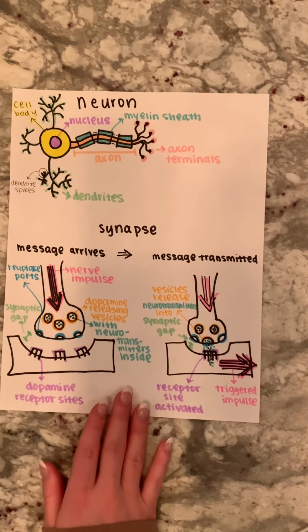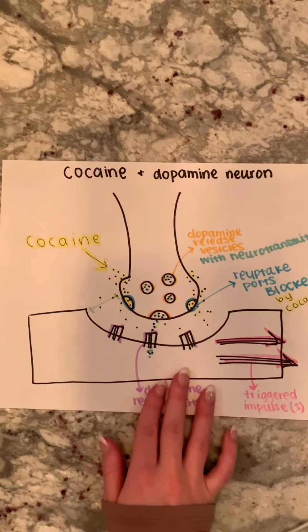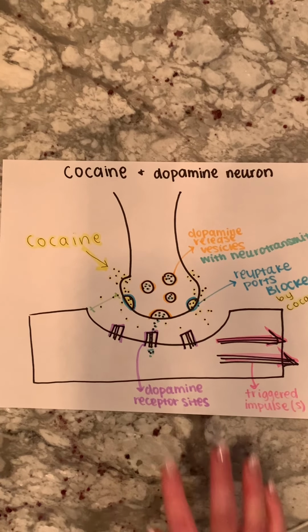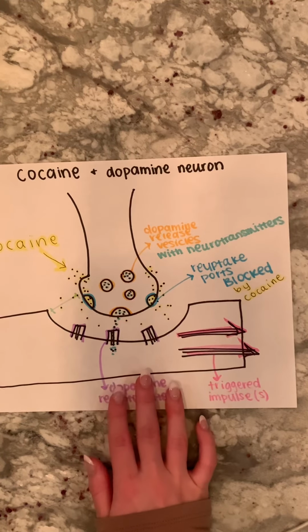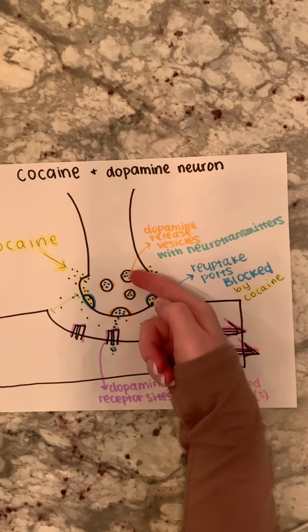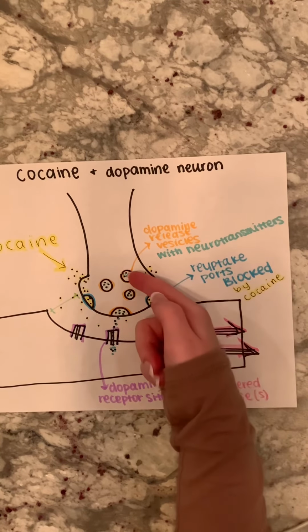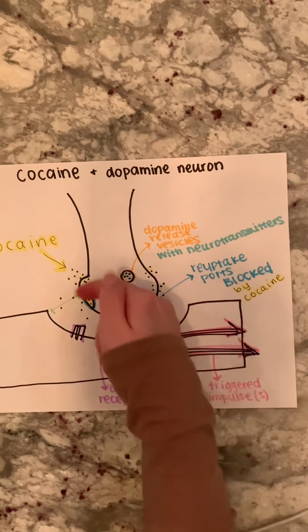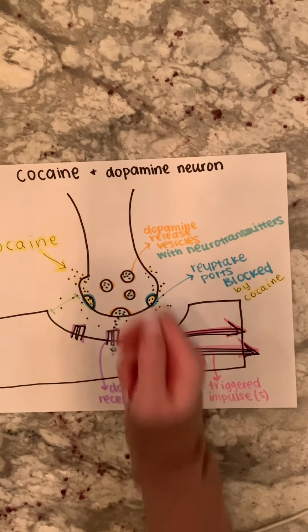communication between two neurons. If we want to look at what happens when a dopamine neuron is under the influence of cocaine. Okay, so basically cocaine contributes to the release of norepinephrine, which is a stimulant, and it also contributes to the release of dopamine from vesicles within the neuron. So here are dopamine release vesicles with their neurotransmitters, and then this is the cocaine, these little yellow dots here.